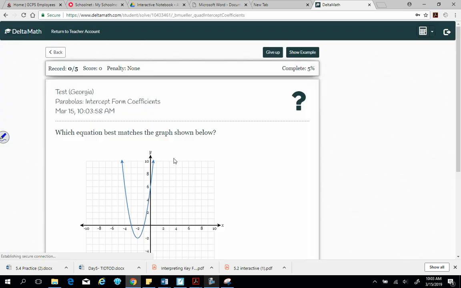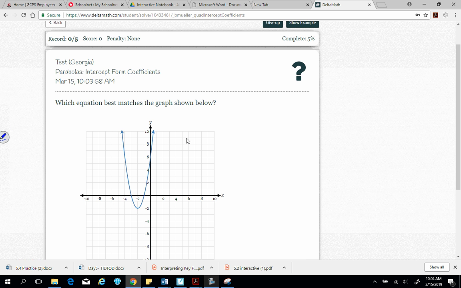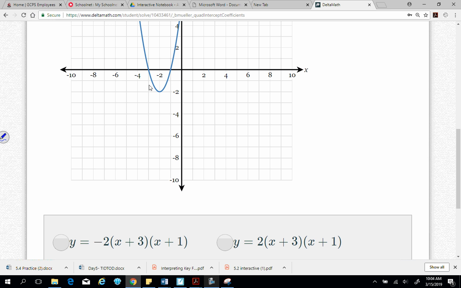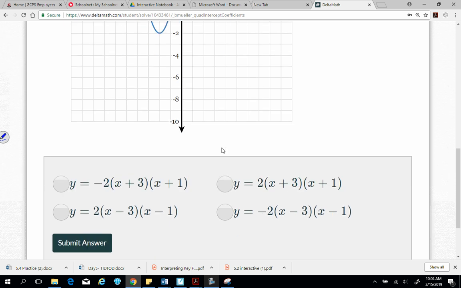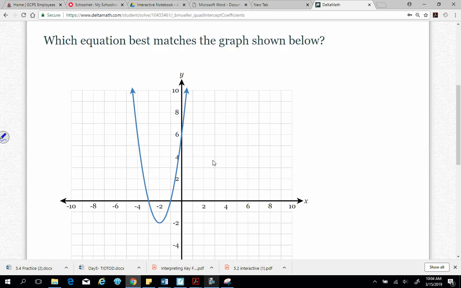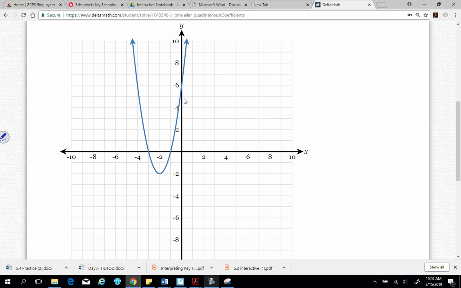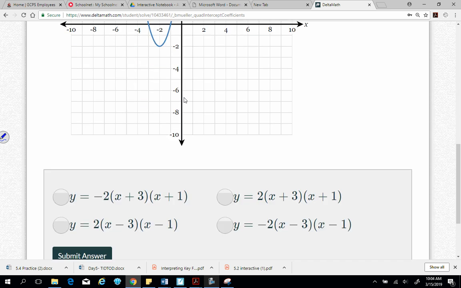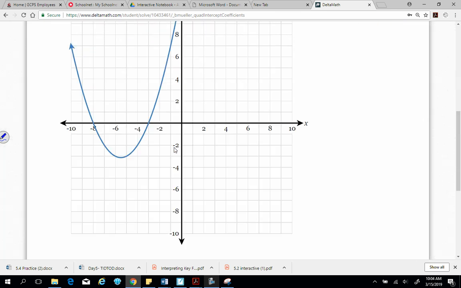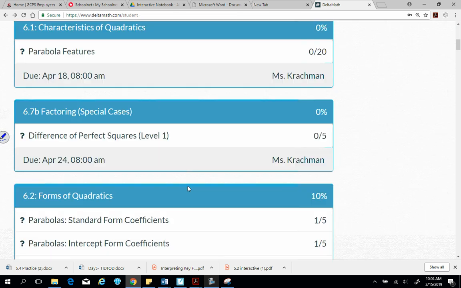This second one is like this. This is in factored form, so you have to find your x-intercepts. I'm going to zoom in. What are your two x-intercepts? What's this one? -3 and -1. So I know it's got to be the opposite. So if it's -3 and -1, I know it's got to be +3 and +1. But there's two of those. So I need to figure out the direction of facing. Is this positive or negative? Leading coefficient. Positive. So I know this has got to be my answer. Does that make sense? So you're just looking for the leading coefficient and the x-intercepts.